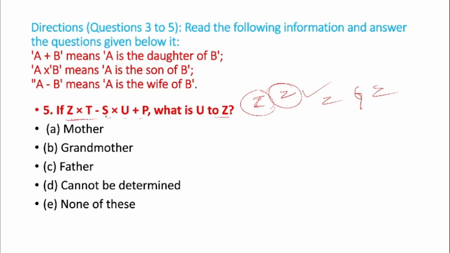Z into T, yes, okay. Z into T into means son of B. So Z is son of B. So Z is male, and sorry, it's T. Okay, and T minus S minus means wife. So T is wife of S. So T is female, S is male. S into U, again U.